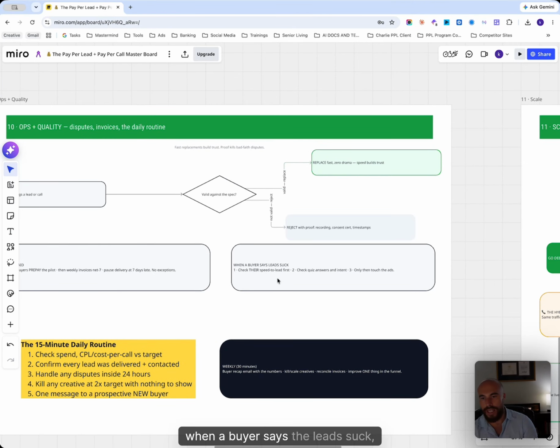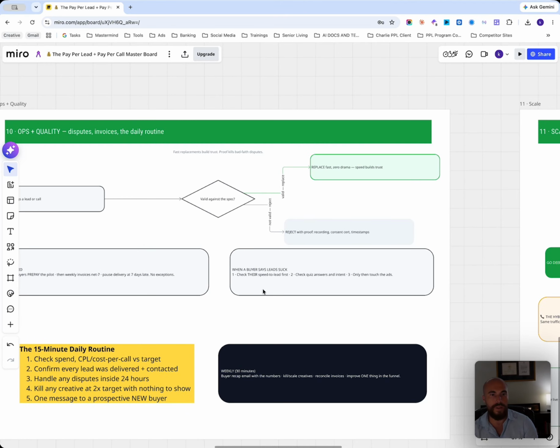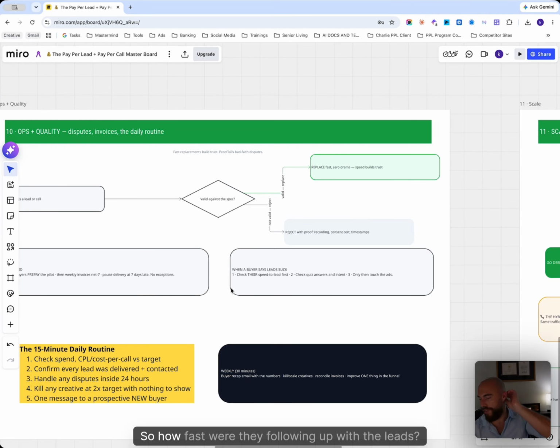Now, when a buyer says the leads suck, you can do one of three things, actually. You check their speed to lead. So how fast were they following up with the leads? Then you want to check the answers the people on the quiz or the call had. You want to check the intent. And only then, after you check all of those things, do you check your ads and ask, do my ads suck? You do that after you check how their sales are. Then you check the quiz and see how intentful the leads were. And then you can change your ads.